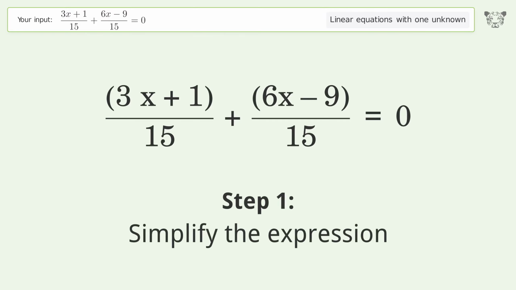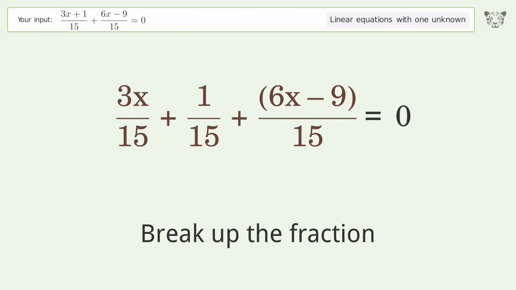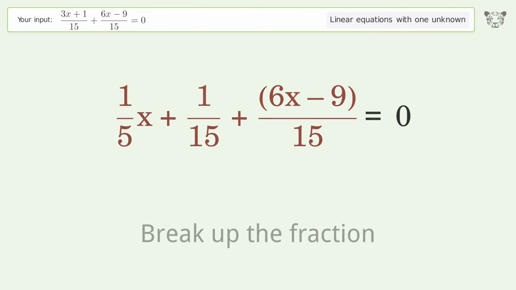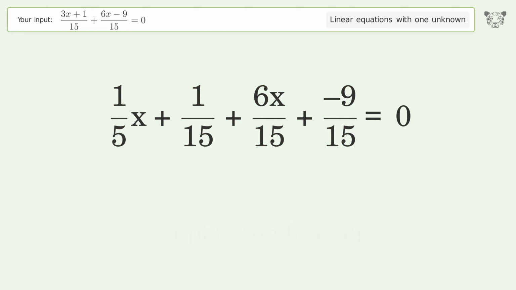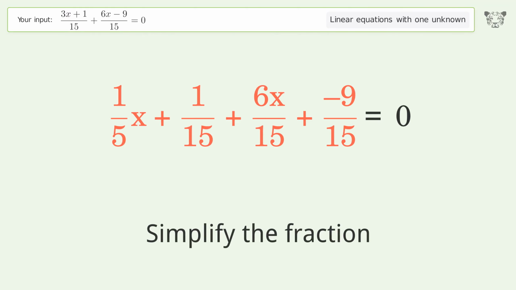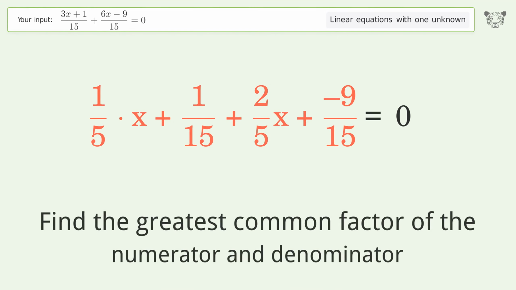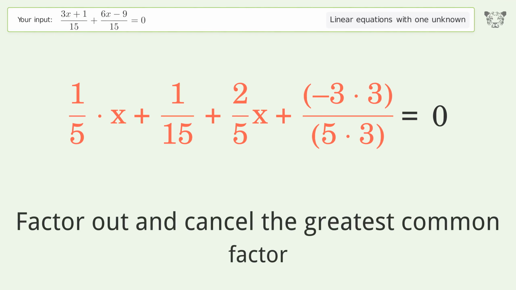Simplify the expression. Break up the fraction. Simplify the fraction. Break up the fraction. Simplify the fraction. Find the greatest common factor of the numerator and denominator. Factor out and cancel the greatest common factor.